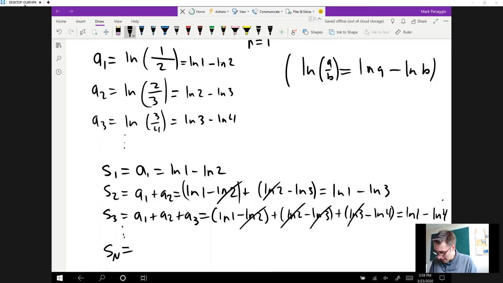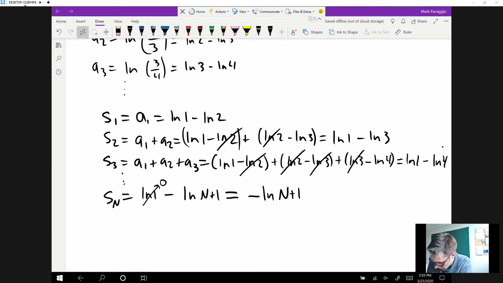Notice that each of these partial sums has a log 1 in it, minus another log, and the second log is always a number 1 higher than the subscript. So when I had S1, I had a 2 inside the log. When I had S2, I had a 3 inside the log. And so when I have S_n, I should have an n plus 1 inside the log. All right, so the partial sum, and now I will simplify. Log 1 is actually equal to 0. It's just going to be negative log of n plus 1.